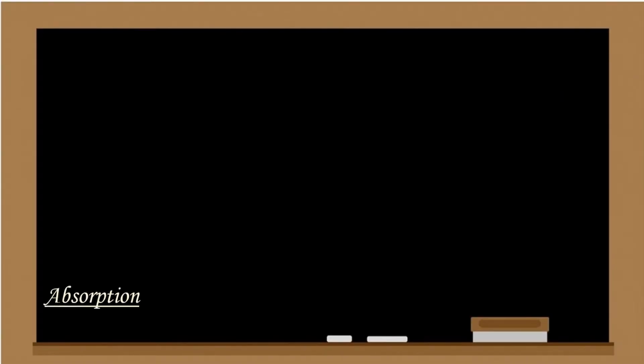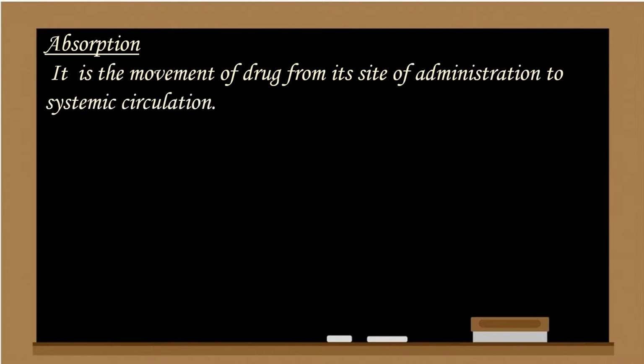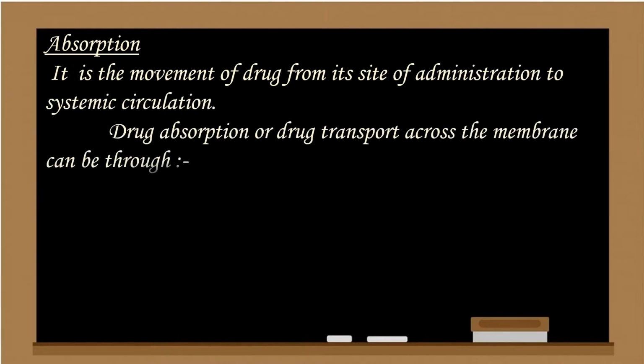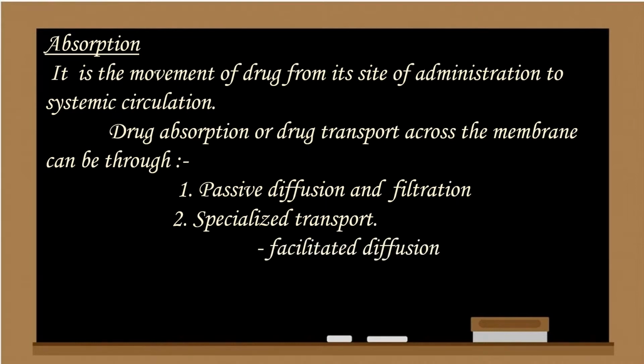What is absorption? Absorption is the movement of drug from the site of administration to systemic circulation or blood. Drug is transported across the membrane by one of the below mentioned processes. First one is passive diffusion and filtration. Second one is specialized transport, which include facilitated diffusion and active transport. Finally, endocytosis.